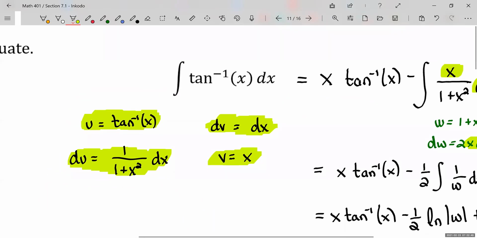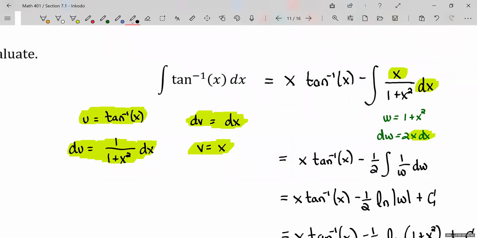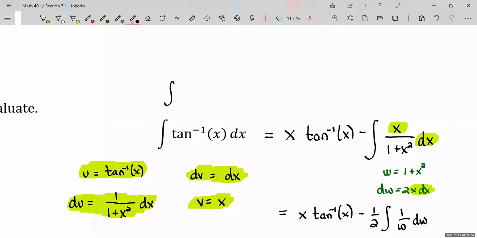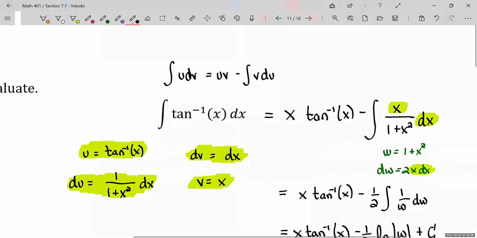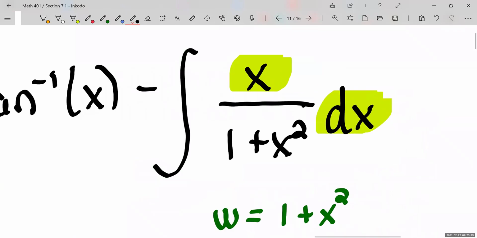And remember, the by parts method is the integral of u dv is equal to u times v minus the integral of v du. And so u times v here would be x times the tangent inverse, so that's where we got that, and then minus v du. V times du would be x times 1 over 1 plus x squared, and then dx. That's this business right here.